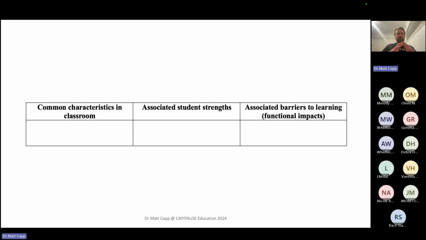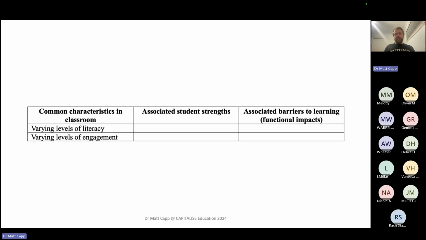And we get them to think about what are the common characteristics. Two that often come up when we do work with teachers are varying levels of literacy and varying levels of engagement. Notice we use the term varying, because if I said low literacy or low levels of engagement, we automatically move into the negative. When we write varying levels of literacy and varying levels of engagement, it allows us to think, what are those strengths and what are those barriers to learning?